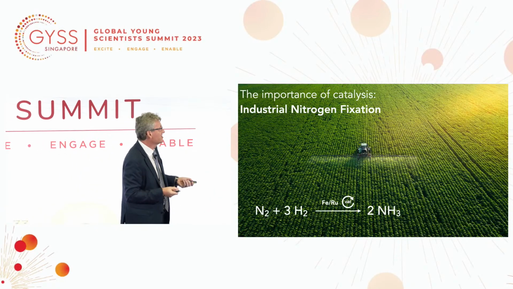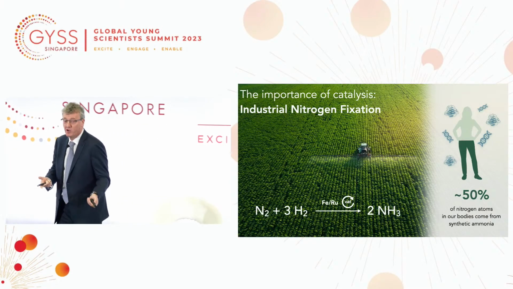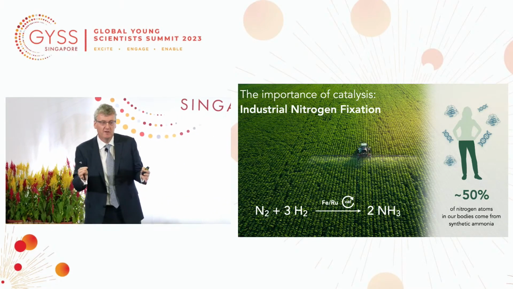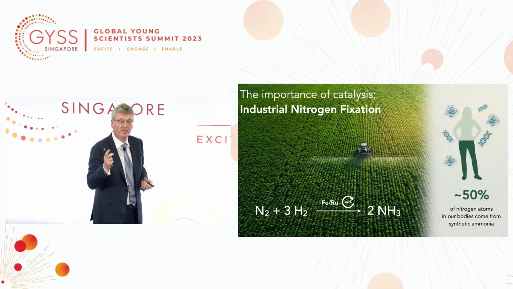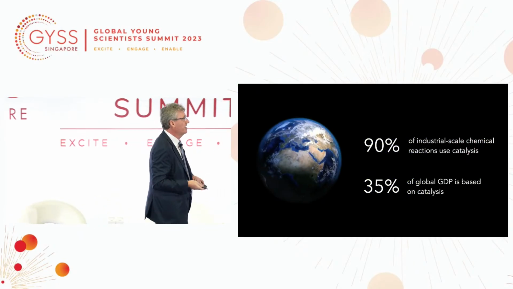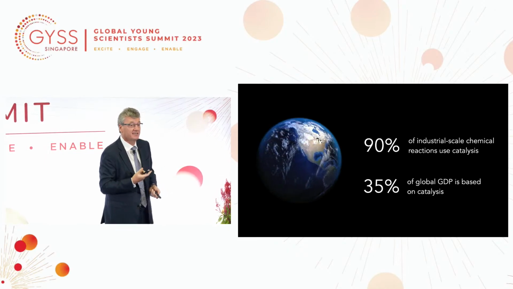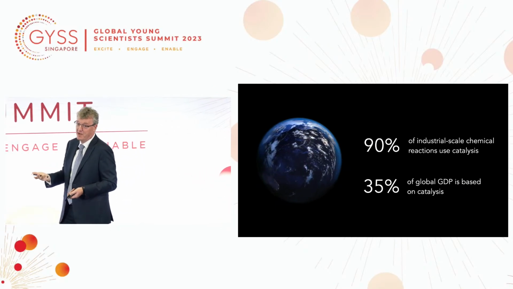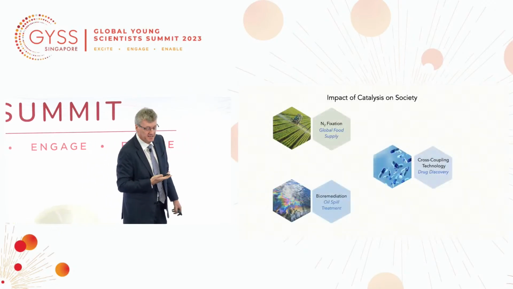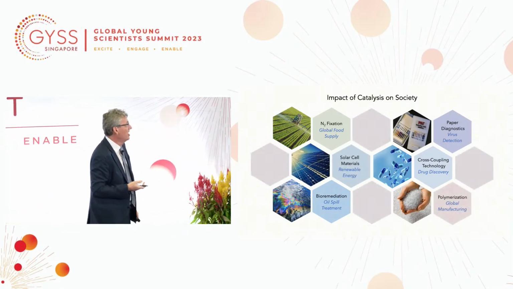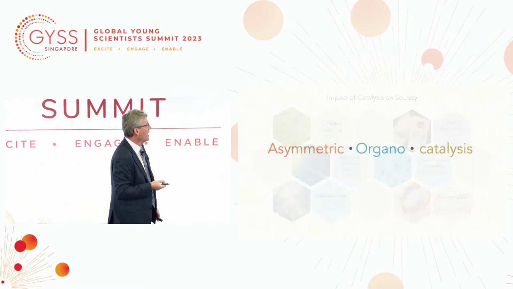One of my favorite statistics associated with this is, if you think about your body right now, all the protein, the DNA, tissues, your organs, and all those nitrogen atoms that are in your body right now, 50% of them actually come from a factory in Germany. That's an amazing statistic from one catalytic reaction. Okay, now 90% of industrial scale chemical reactions use catalysis. 35% of the world's GDP is based upon catalysis. And as we think about solutions to the problems that we're going to face on Earth over the next few decades, that number is only going to increase. I'll just flash through some other ways in which catalysis is important for society here. I'm not going to go through them all, but I hope you can agree that catalysis is critical for societal impact. Okay, so that's catalysis.